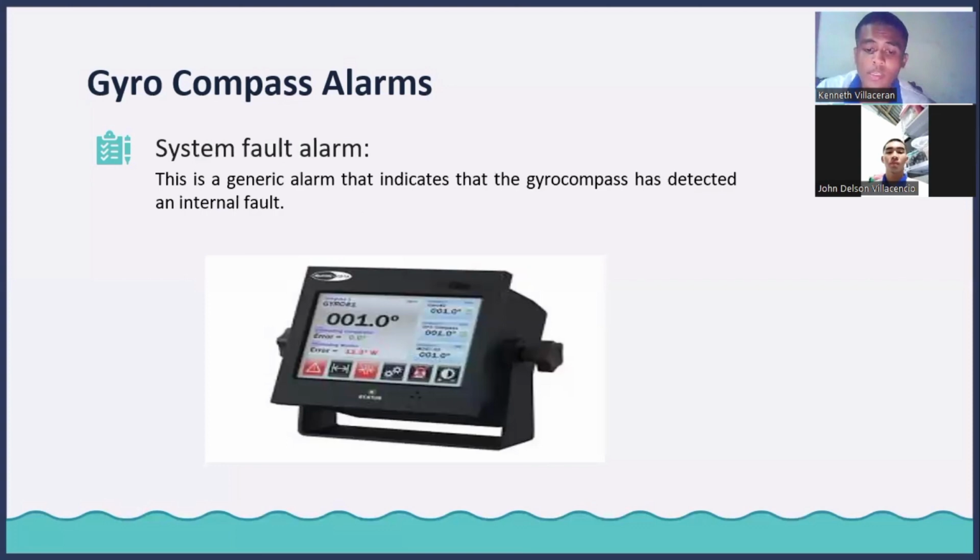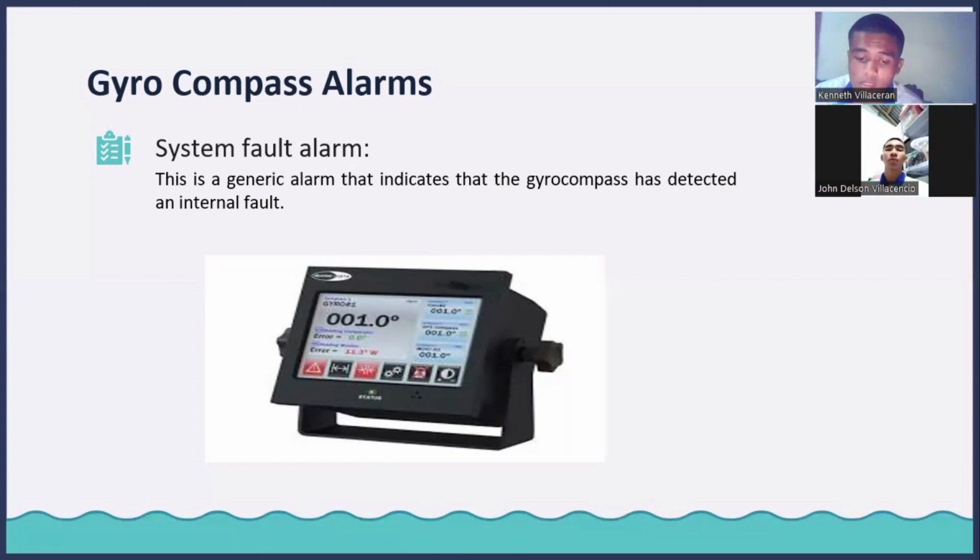System fault alarm. This is a generic alarm that indicates that the gyro compass has detected an internal fault. A gyro compass system fault alarm is an alert triggered when the gyro compass system encounters an error or malfunction. It's a crucial safety feature aboard ships and aircraft, safeguarding against navigational issues that could lead to accidents.